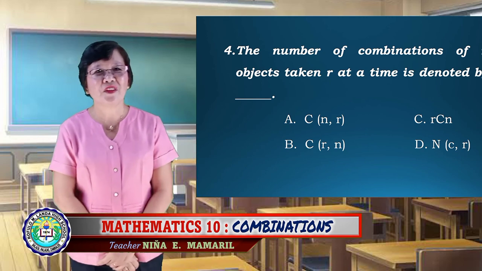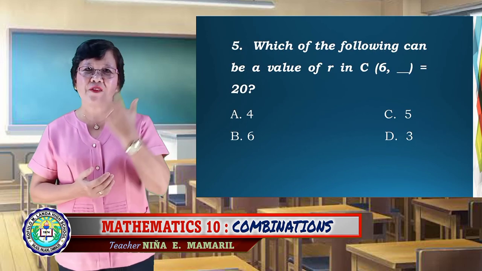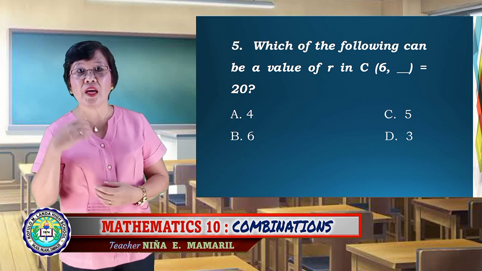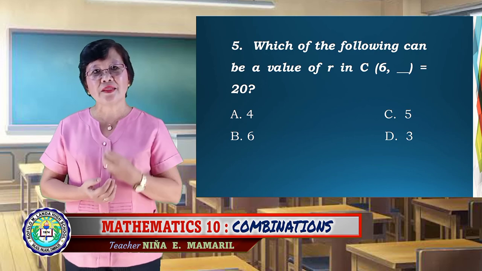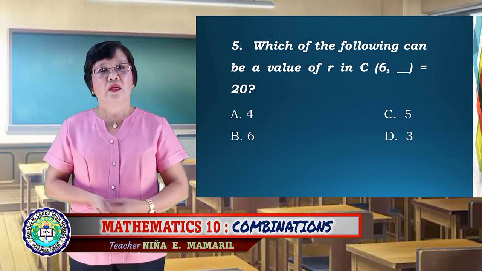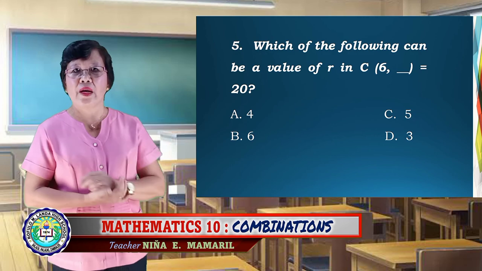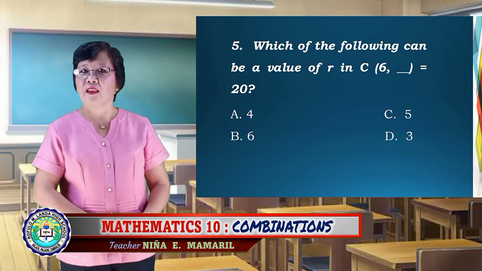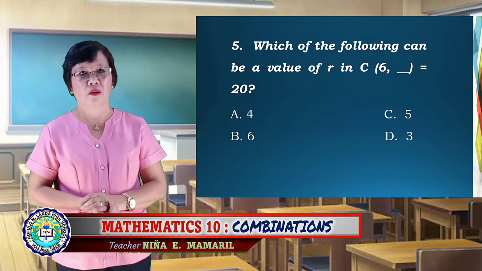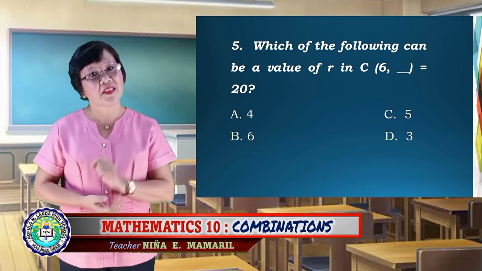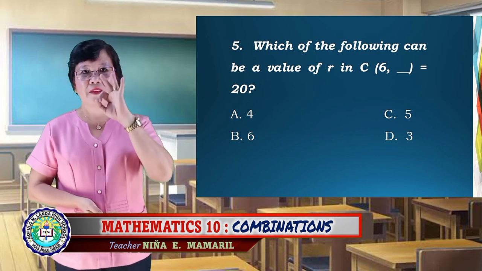Okay, let us continue for the last question on your assessment. Number five, which of the following can be a value of r in combination wherein your n is 6, your unknown now is r, and C is equal to 20. Take note, in this question, r is unknown. Okay, let us move to your choices. Letter A, is it 4? B, is it 6? And letter C, 5? Or letter D, 3?